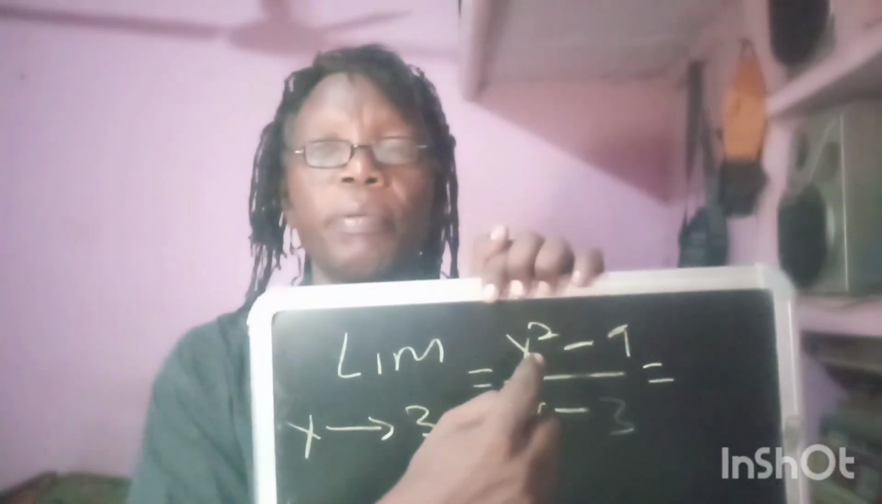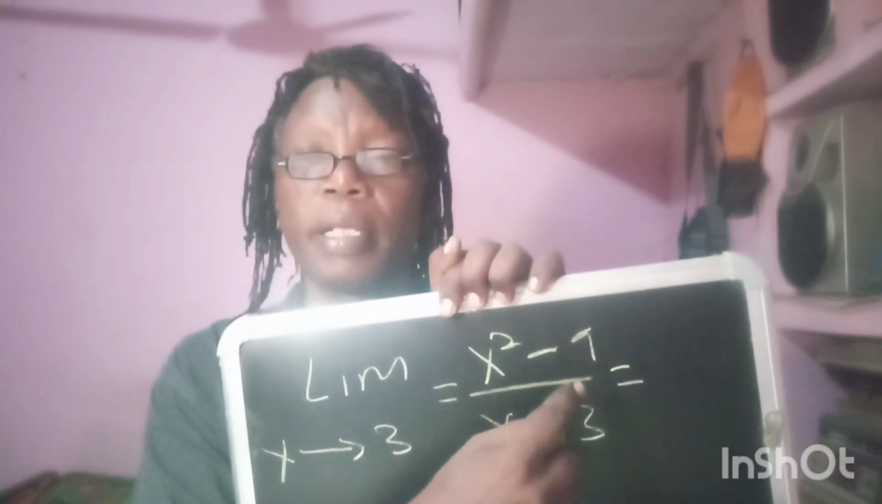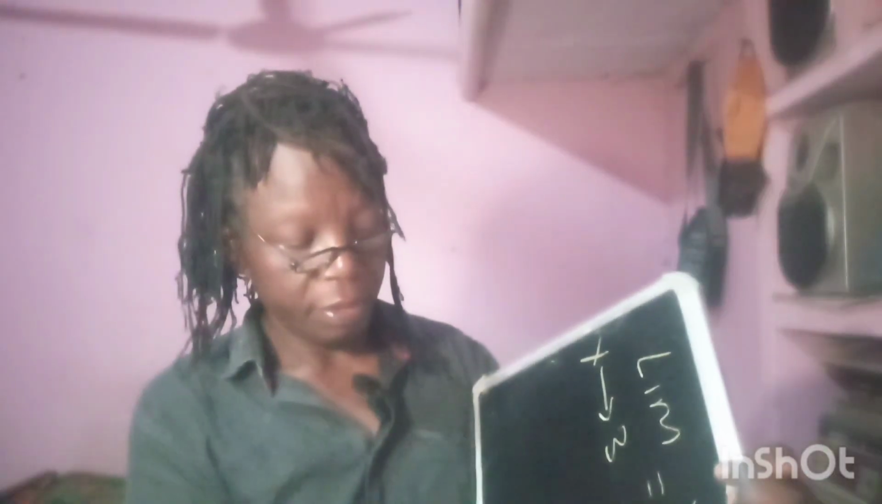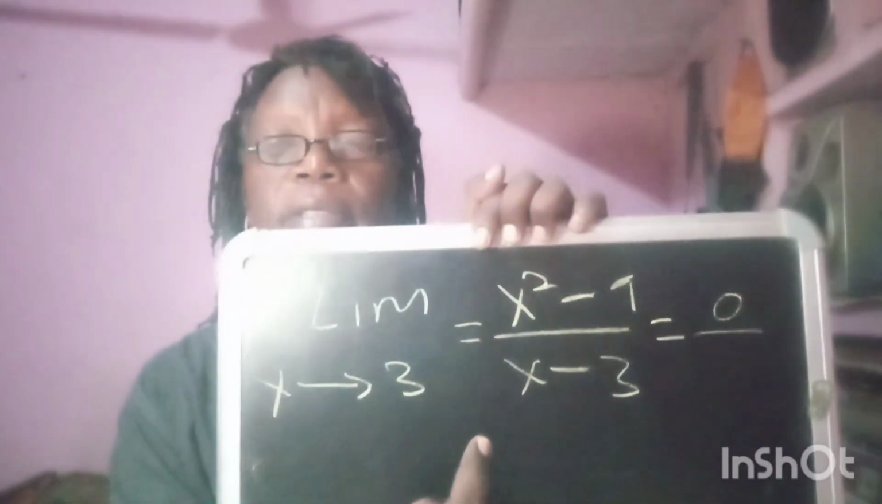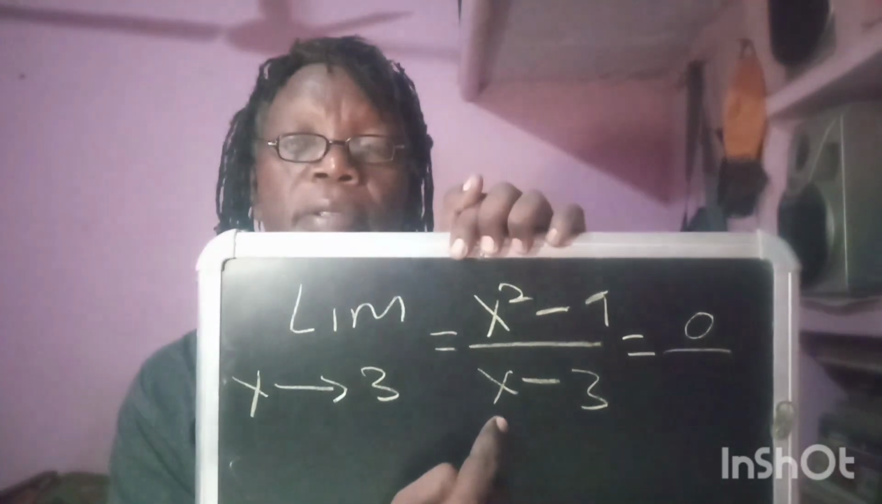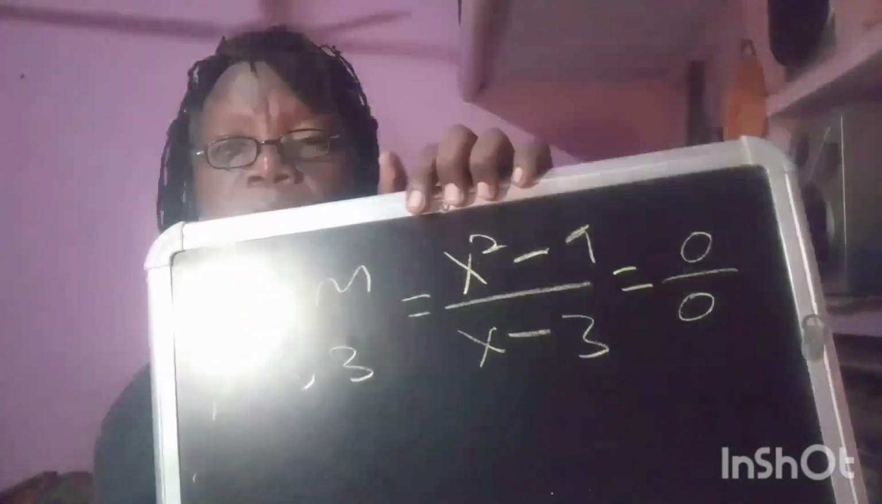Now suppose we put x to be 3. If you square 3 and minus 9, that gives you 0. And since 3 is the value of x, we put it here also. 3 minus 3 is going to give you 0. So you see there, 0 over 0. That is what we call in maths undefined.